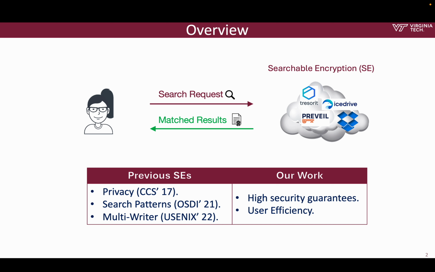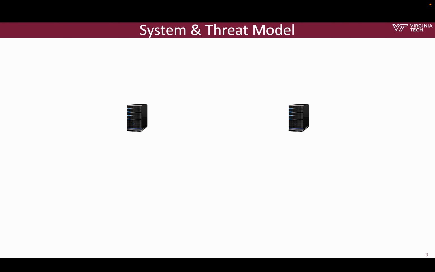There have been many designs that focus on privacy, protecting search patterns, and supporting multiple writers. In our work, we aim to achieve high security guarantees and user efficiency. Our first proposed system includes two servers and an honest user, in which at most one server can be corrupted. Then we also propose another design that includes three servers, where at most two out of three servers can be corrupted and collude with each other. As long as there is one honest server, the system is still secure.